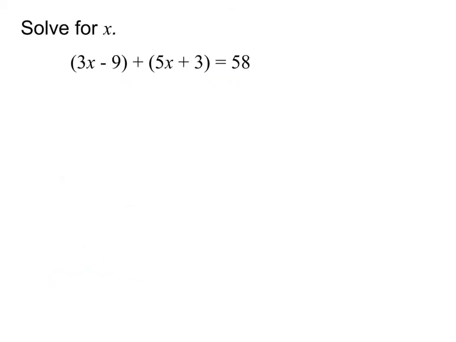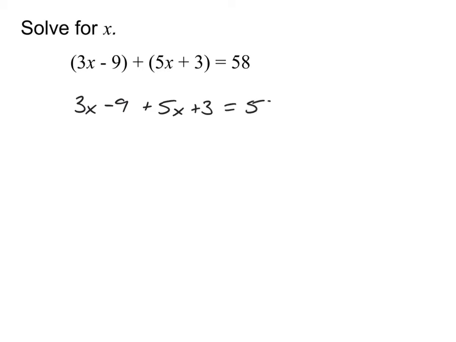Now, another problem, somewhat similar to that last one, right? Again, we have two sets of parentheses. Again, there's no number written out front of the parentheses on either of these, and so all I'm going to be multiplying in is a 1. Since this is a plus, both of them are going to stay the same signs as they were. So the left-hand side simplifies to just be 3x minus 9 plus 5x plus 3.